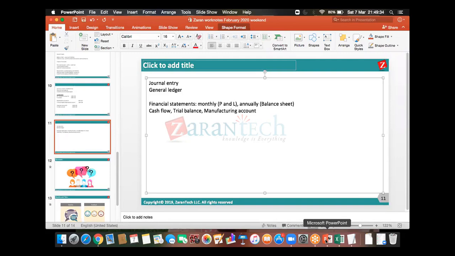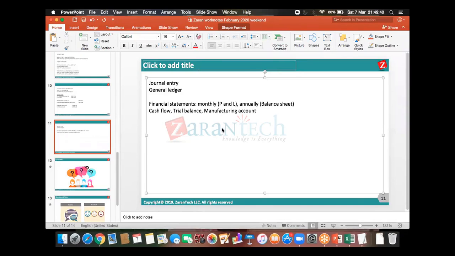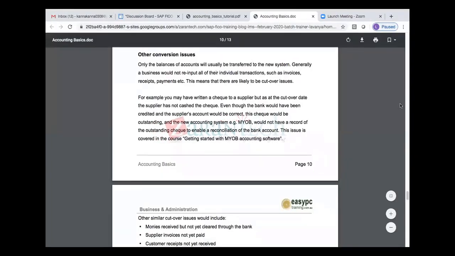So Lavanya, louder please. Yes, I can hear now. Lavanya, the document that you have given, the one that you were just showing, actually, the PDF document. Do we need to go through that whole document?